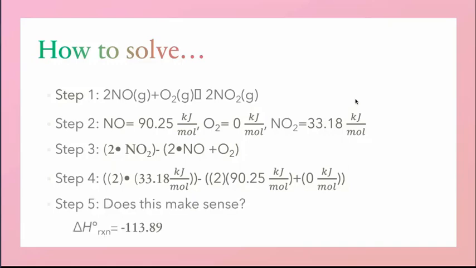Now, for step 5, we find the answer we calculated is negative 113.89. Now we ask, does this make sense? We would expect the heat of formation value for the reaction to be negative. So yes, it does make sense.